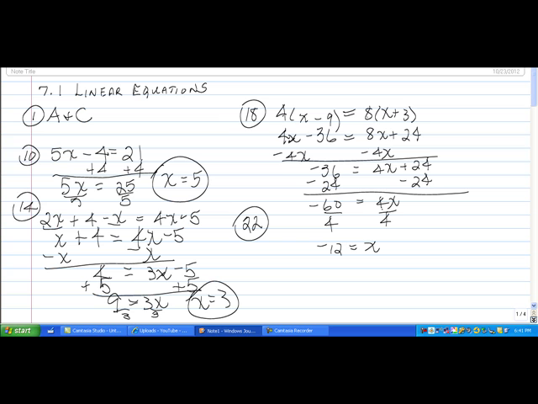Okay, 22. Okay, I believe I got not quite enough space, so let's make this one 22. So we have 6x minus 3 times 5x plus 2 equals 4 times 1 minus x.